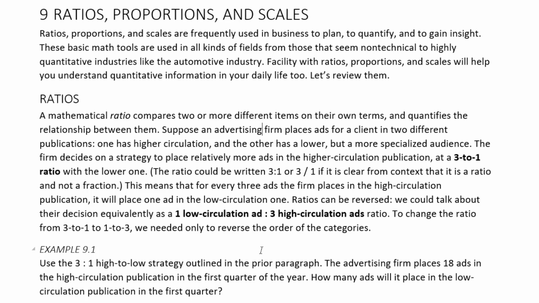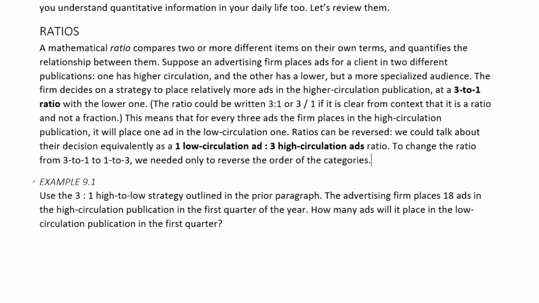Ratios can be reversed. We could talk about their decision equivalently as a 1 low circulation ad to 3 high circulation ads ratio. So you see the colon I'm reading as "to" when I read it out loud. To change the ratio from 3-to-1 to 1-to-3, we needed only to reverse the order of the categories. We took the ads in the low circulation publications first and the high circulation publication second in order to make it 1-to-3.